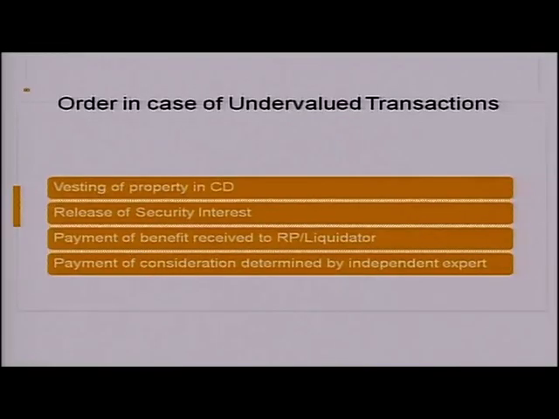Now, if we look at related party and non-related party, the relevant period, friends, is quite similar. It is 2 years in case of related parties, and in case of non-related parties, transactions made 1 year prior to the insolvency commencement date. Now, what orders can be passed in case of undervalued transactions? Well, of course, the adjudicating authority can order vesting of the property back in the CD, release of the security interest, payment of benefit received to the RP or the liquidator, or payment of the consideration as determined by the independent expert. So these are very important aspects.